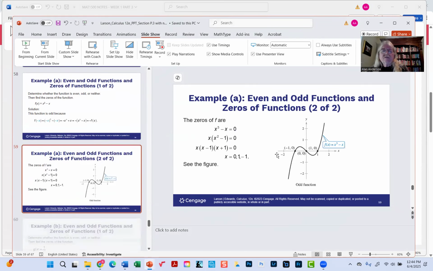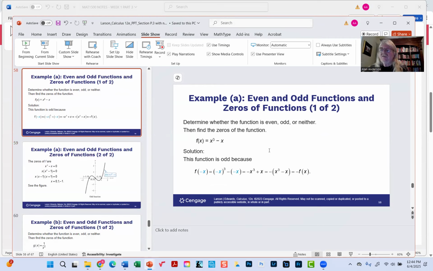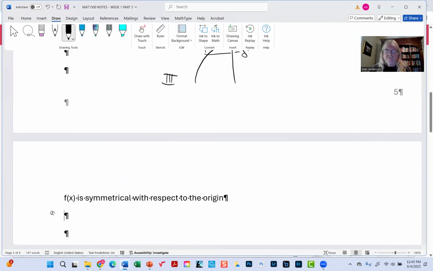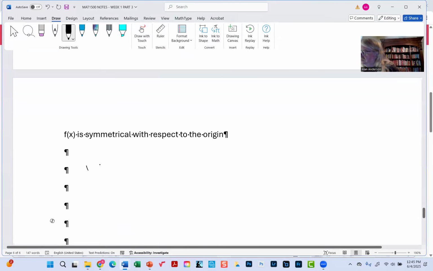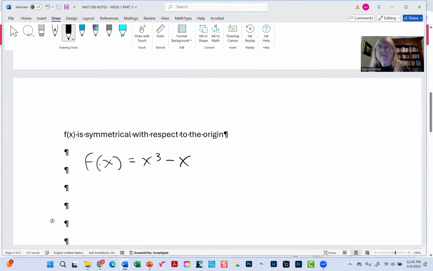Now here they want us to double check this one, x cubed minus x. Now you can try specific values of x, but in order to prove that it's either odd or even, it must be true that this result is the same for all x's. So odd would indicate this. So here's what we're going to do.